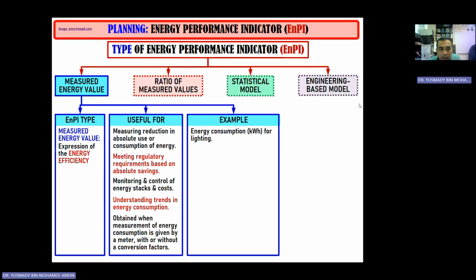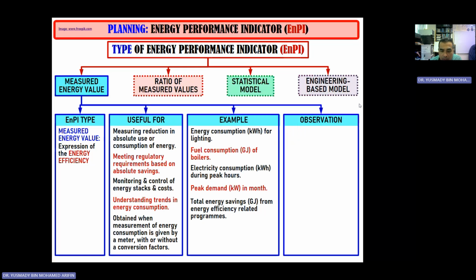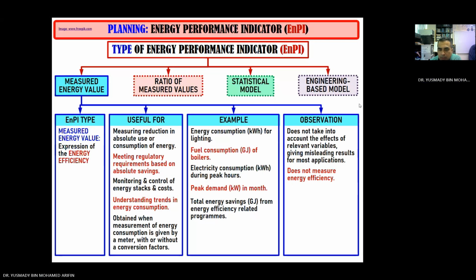Examples of EnPI, such as the energy consumption in kilowatt hours for lighting, fuel consumption in gigajoules for the boiler, electricity consumption in kilowatt hours during peak hours, peak demand in kilowatts in months, total energy saving in gigajoules from energy efficiency related programs. In terms of observations, it does not take into account the effect of relevant variables, giving misleading results for most applications, and does not measure energy efficiency. So these are the criteria for the EnPI based on measured energy value.